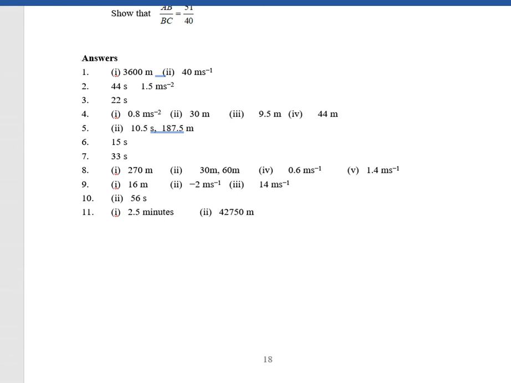The next video goes on to the derivation of the SUVAT formulae. So we can start with simple graphs and we can work out all of the SUVAT formulae.